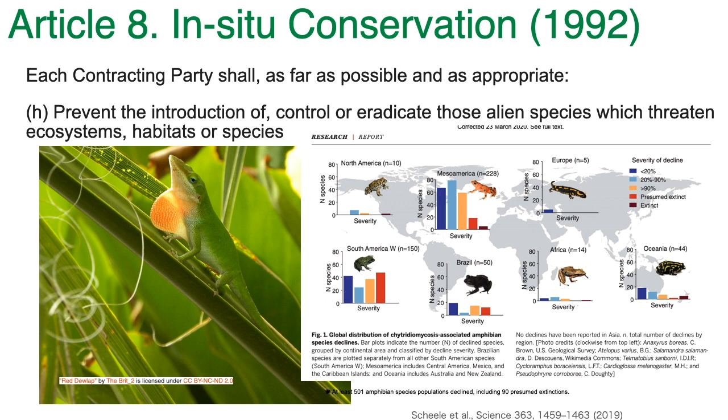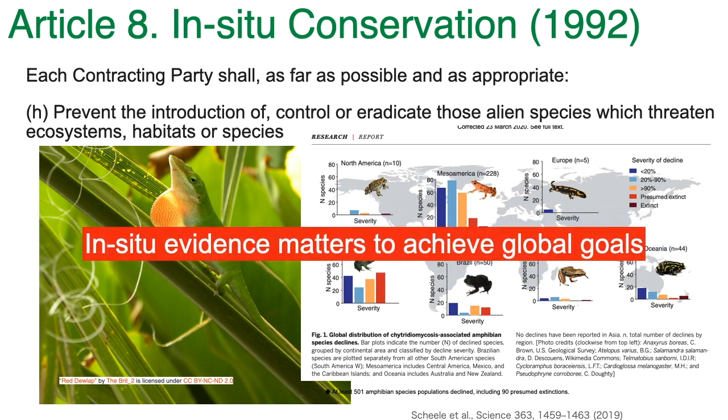On the right, the chytrid fungus, a pandemic, threatened more than 500 amphibian species globally, but when you look at the susceptibility of frogs in different countries, they are different in different regions. So it is very important to have in situ evidence to address invasive alien species.